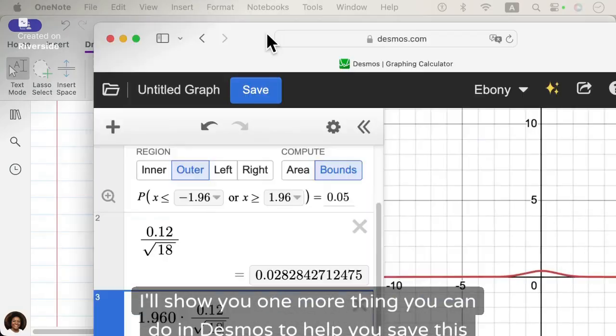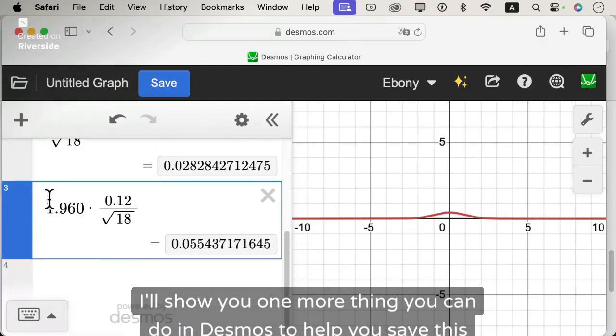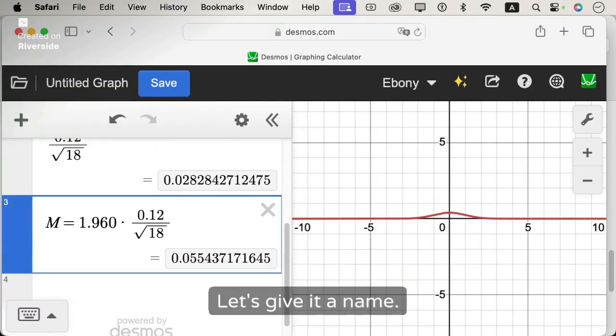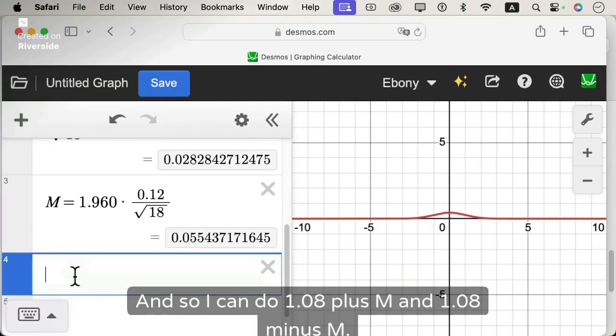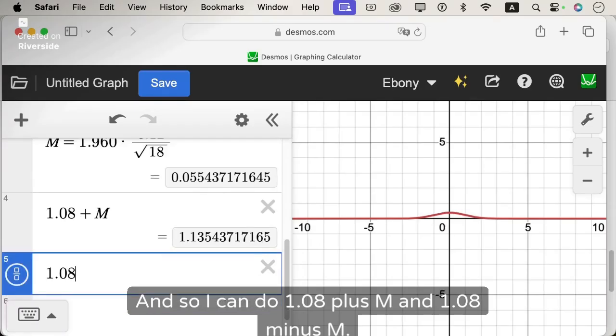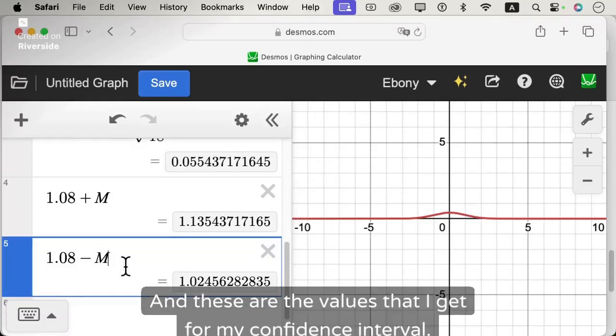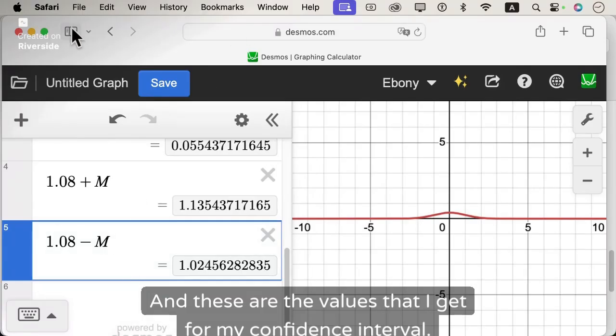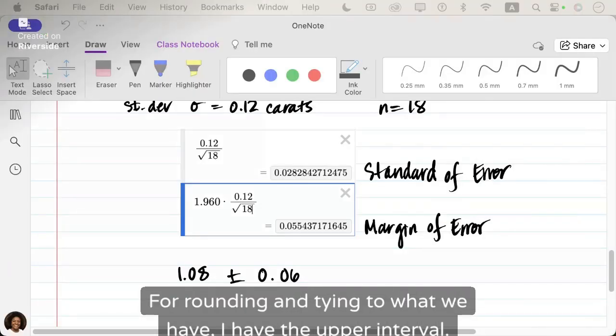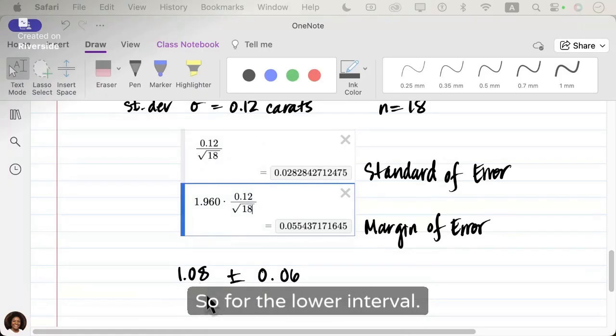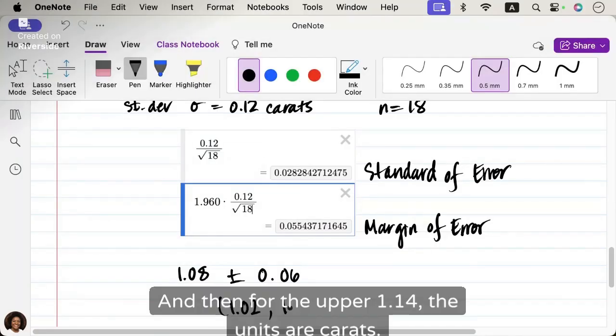I'll show you one more thing you can do in Desmos to help you save this work. Let's call this M. Let's give it a name. And so I can do 1.08 plus M and 1.08 minus M. And these are the values that I get for my confidence interval. For rounding in kind to what we have, well, let me do it in order. So for the lower interval, 1.02. And then for the upper, 1.14.